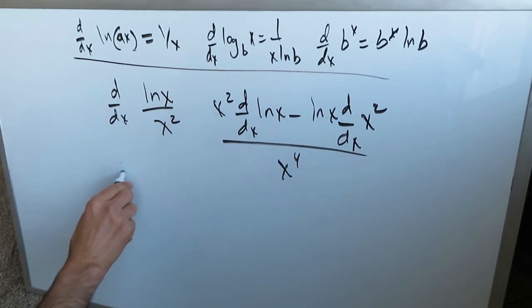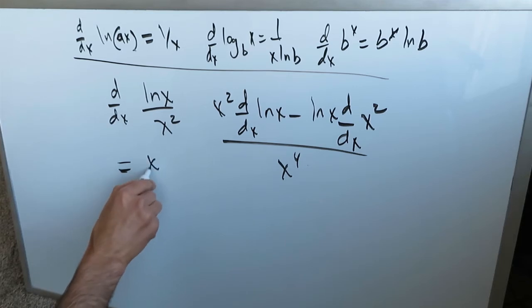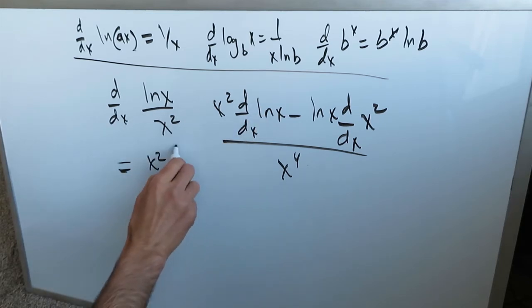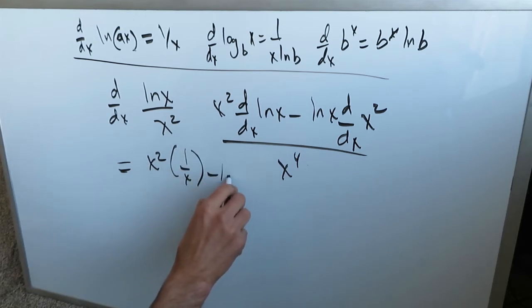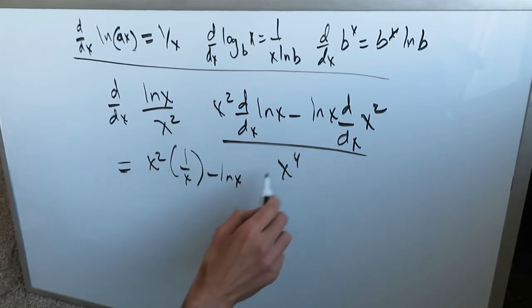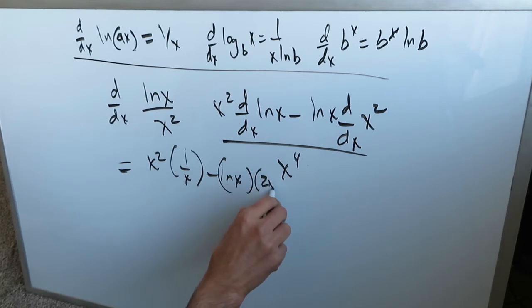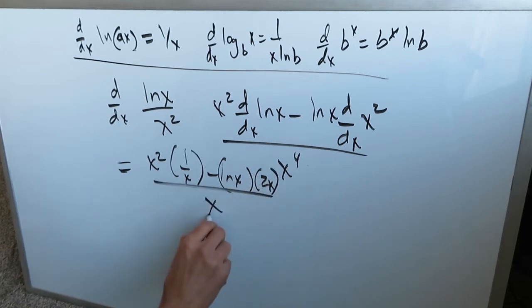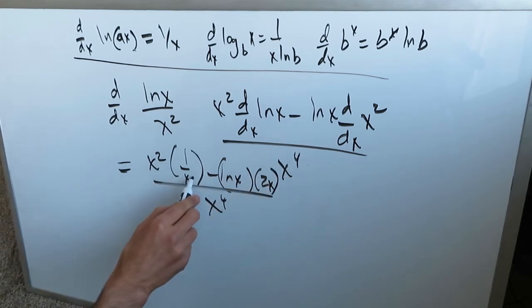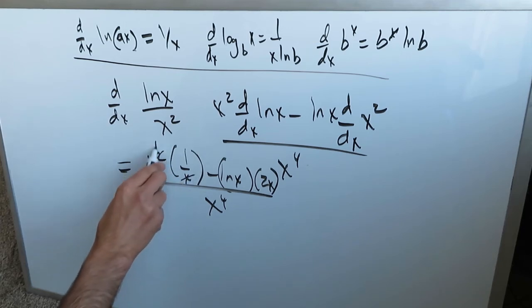Now in the next step we solve it out. We have x squared on the top, and the derivative of natural log x is just 1 over x. Minus natural log x times the derivative of x squared, which is 2x, over x to the 4th. You see this x over here? It can cancel out with this and make this x to the 1.